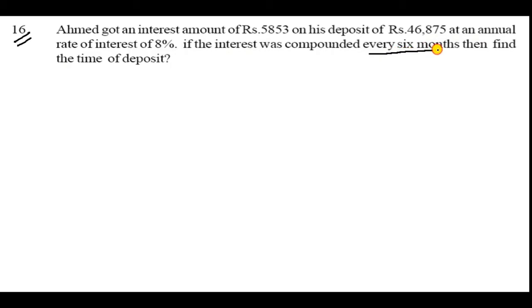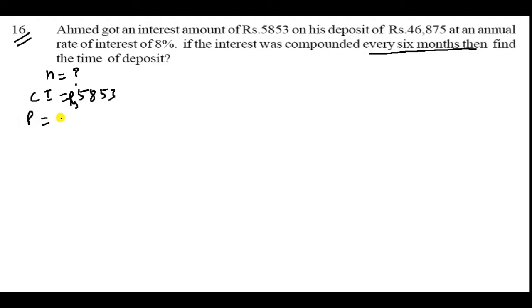So the annual rate of interest is 8%. If the interest was compounded every 6 months, it's a very important thing, then find the time of deposit. So n will be found here.